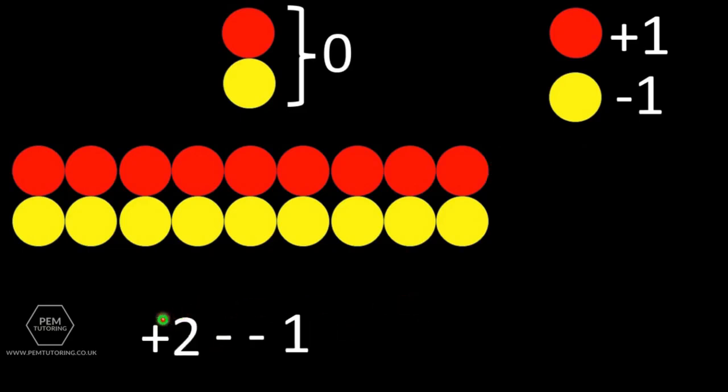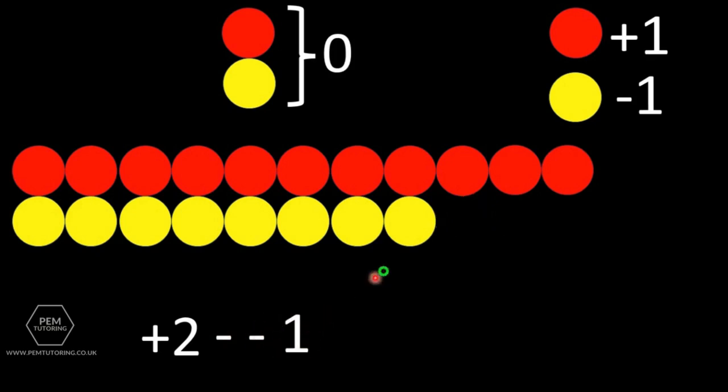If we then have +2 minus -1, okay, this means we're going to add 2 red counters and we're going to take away a -1. So that is how you should read this. So we've got +2, take away a -1. So let's add 2. So we've got 2 red counters and we're going to take away a -1. So that gives us here 3. So +2 minus -1 gives 3 because we have 3 red counters left over.